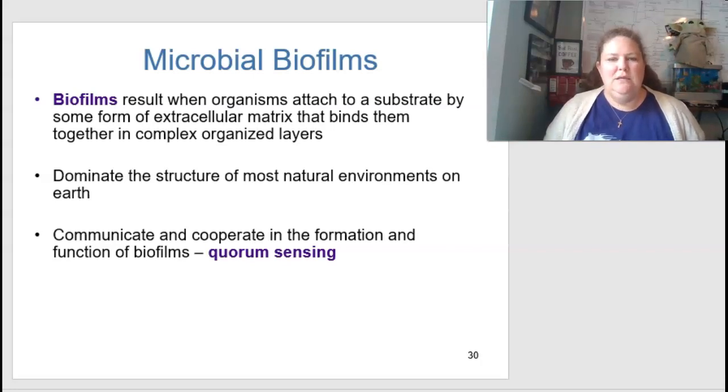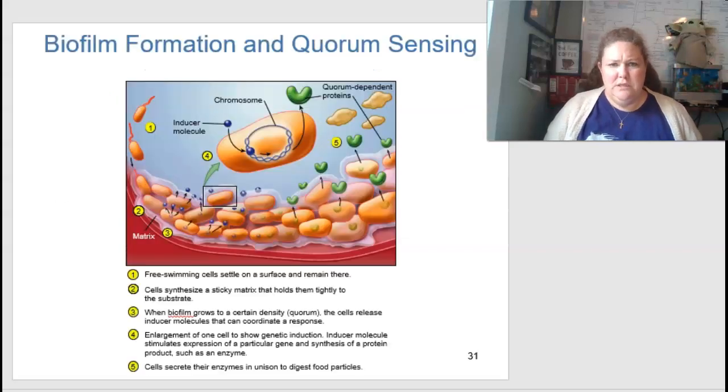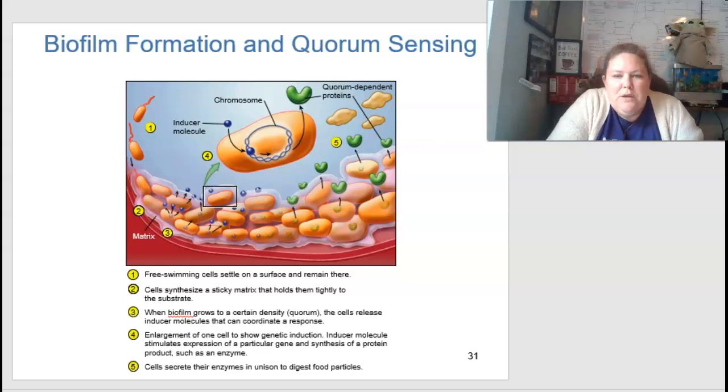and they communicate and cooperate with the formation and function of biofilm, and this is called quorum sensing when they work together. So, what is biofilm and quorum sensing? Well, this is in figure 7.14 of your book.